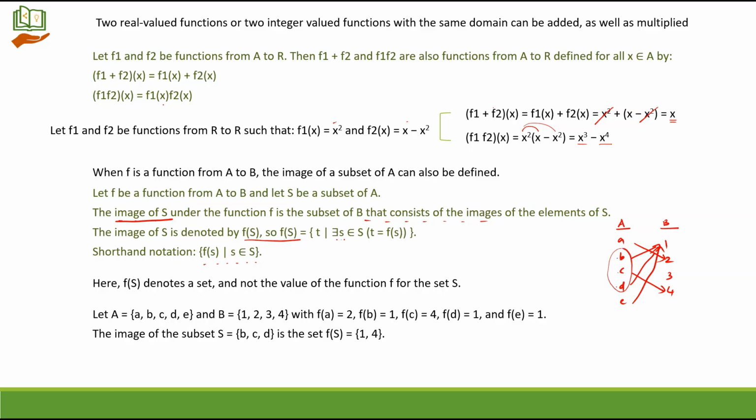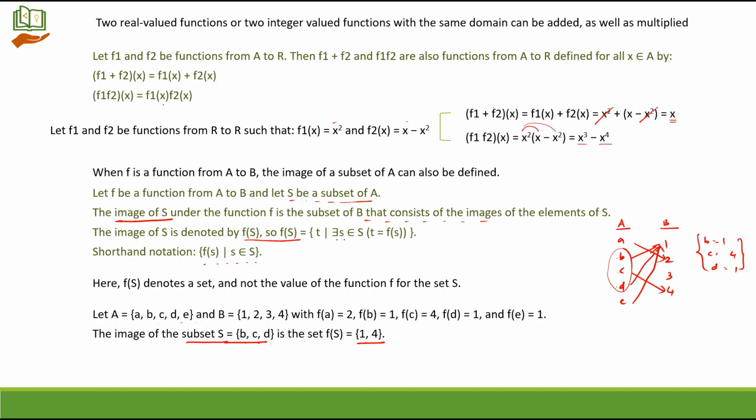So this is what they say: S is a subset of A, where A is actually the domain of the particular function. So from the domain we are picking a subset. So the domain is a, b, c, d, e. This subset capital S is only b, c, d. So what are the mappings of b, c, d? b is mapping to 1, c is mapping to 4 and d is mapping to 1. So from this, what is the image values possible? 1 and 4. So the image of this particular subset is the set f of S which has the elements 1, 4.